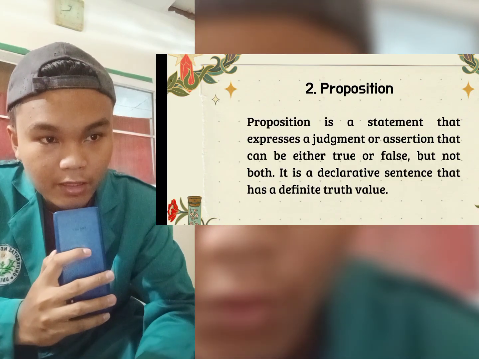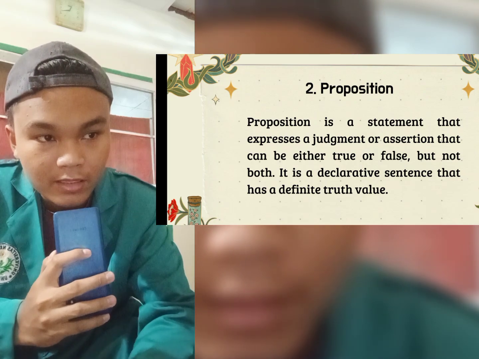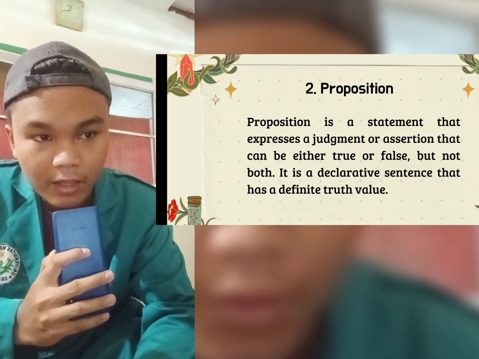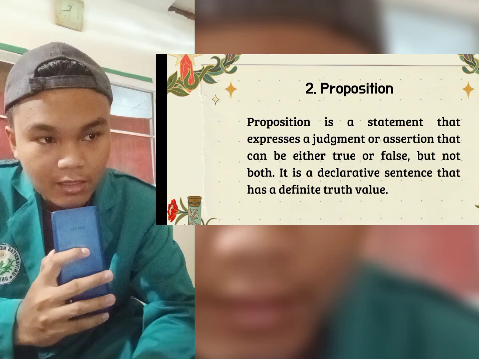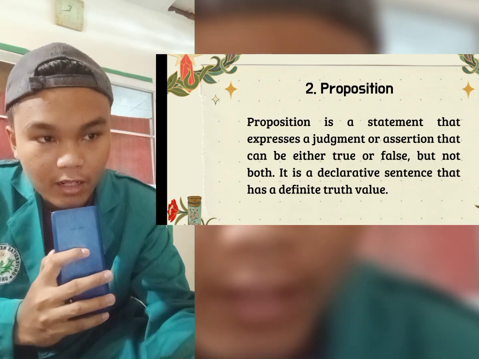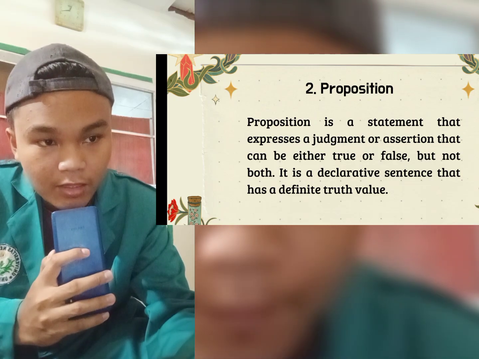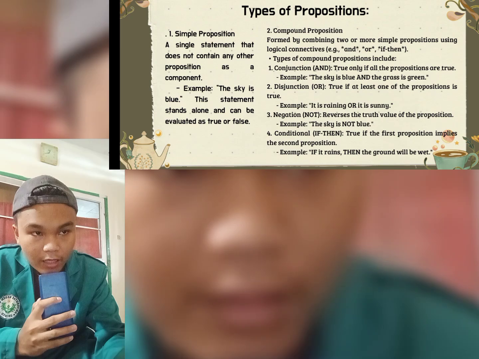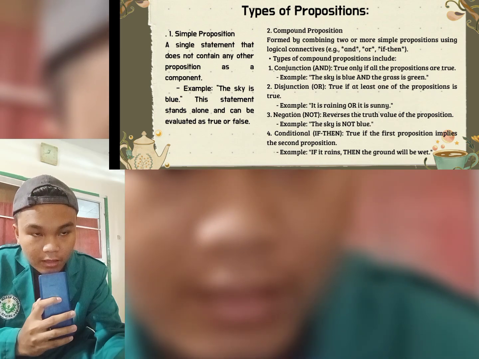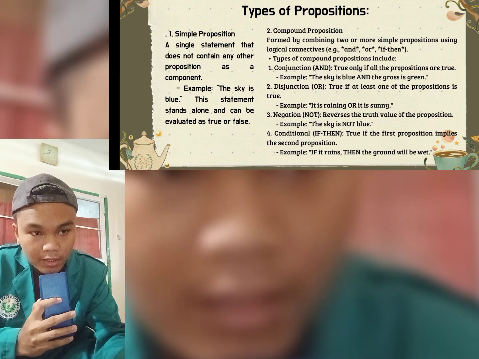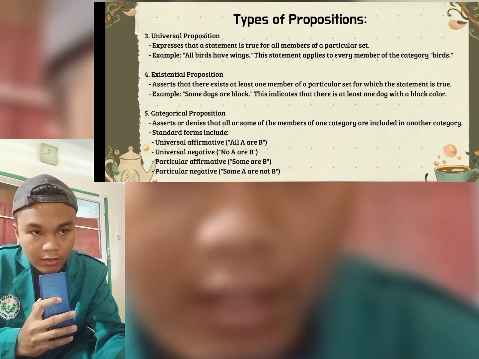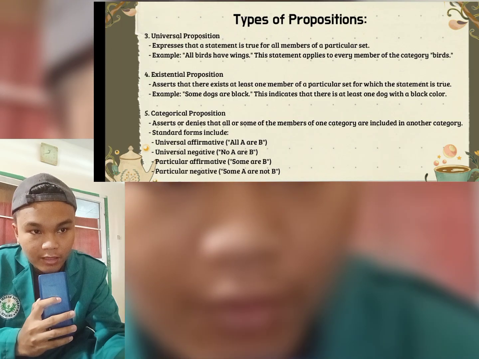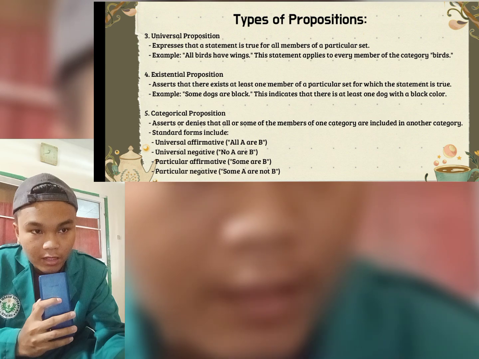Next slide, proposition. A proposition is a statement that expresses a judgment or assertion that can be either true or false, but not both. It is a declarative sentence that has a definite truth value. Types of proposition: number one, simple proposition. Number two, compound proposition. And number three, universal proposition, existential proposition, and the last, categorical proposition.